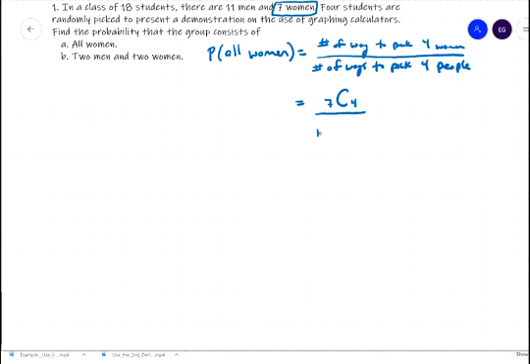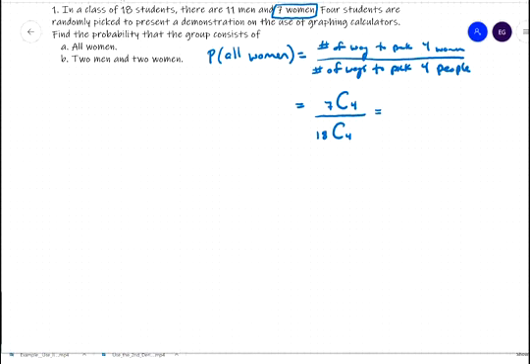So 18 combination 4. And I'm not going to use the combination formula with the factorials. I'm going to use Excel to calculate these values. So we have 7, oh, I don't know why I wrote 5, I think I said 4. 7 combination 4 divided by 18 combination 4. All right, so again, like I said, I'm going to bring up Excel for this.